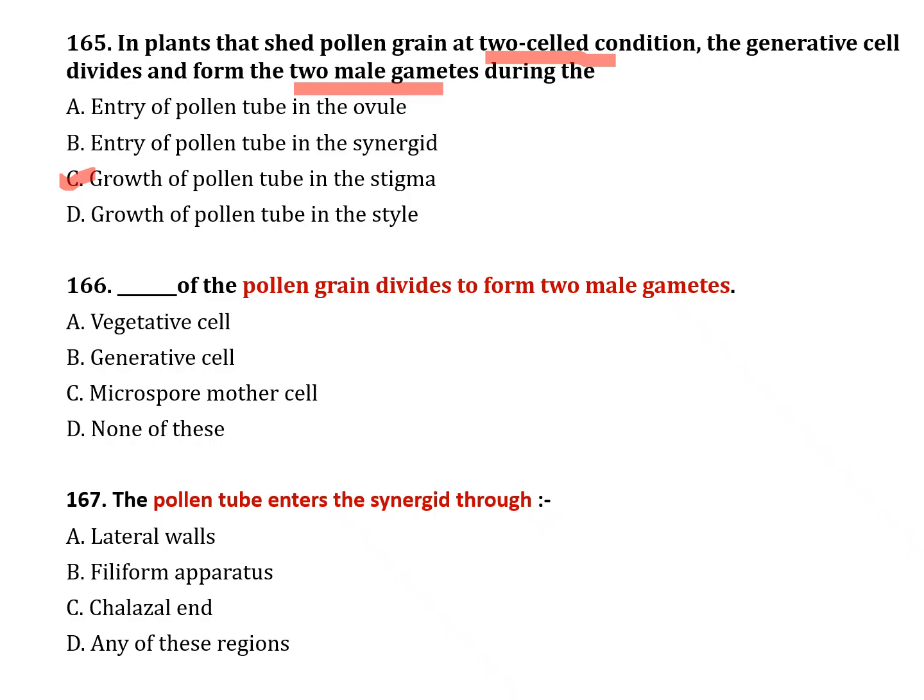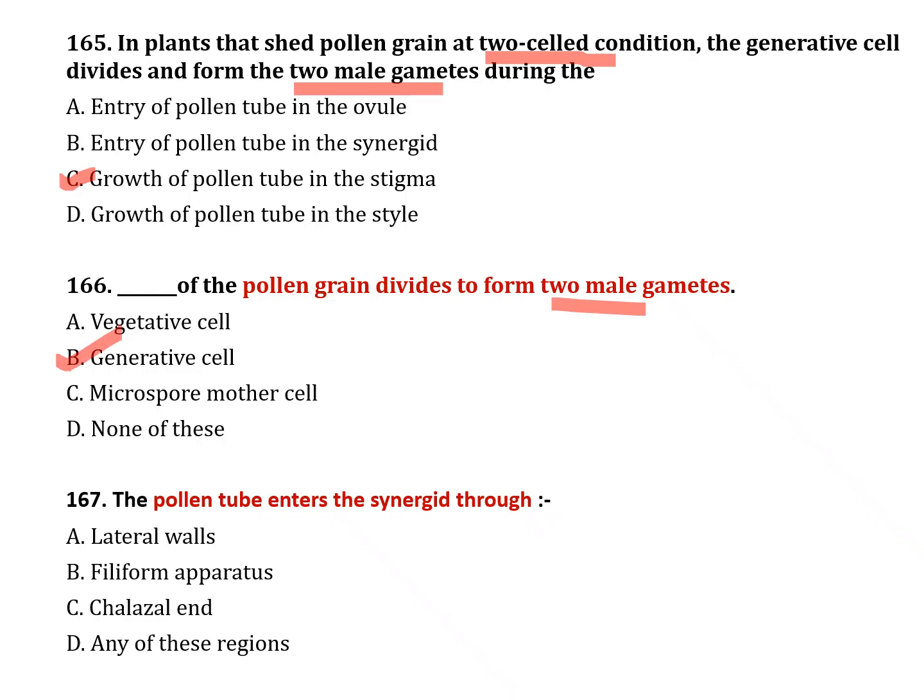The next question, number 166. Which cell of the pollen grain divides to form two male gametes? Option A, vegetative cell, option B, generative cell, option C, microspore mother cell, option D, none of these. Correct answer is option B, generative cell.